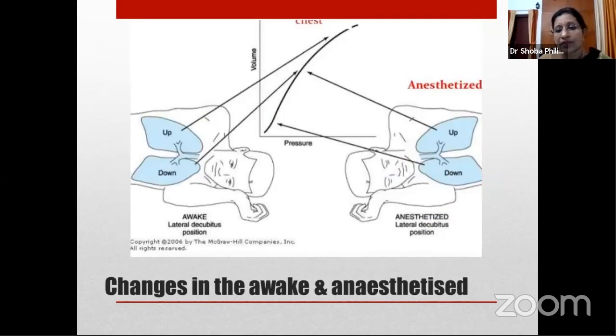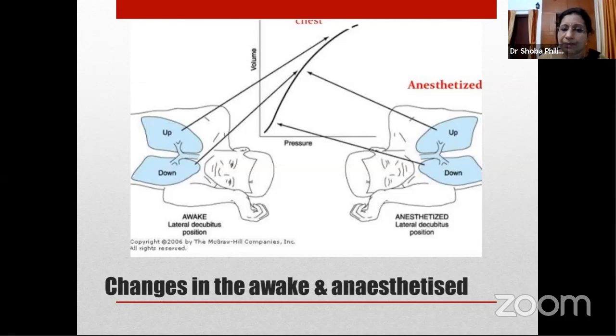Now, as anesthetists, what are we supposed to know? What happens to the patient in the awake state as well as in the anesthetized state? In the awake state, the patient is in the lateral decubitus position. If you look at the volume to pressure changes, you can see that the non-dependent lung has a better volume change compared to the dependent lung. But still, the dependent lung will also have adequate volume change because the pressure curve is sigmoid in form. When the patient becomes anesthetized in the lateral decubitus position, the upper, that is the non-dependent lung, is on the higher part of the curve compared to the dependent lung, mainly because the effect of the diaphragm is lost and the abdominal contents are also pushing. So though both reduce, the upper lung is at an advantageous position compared to the dependent lung.